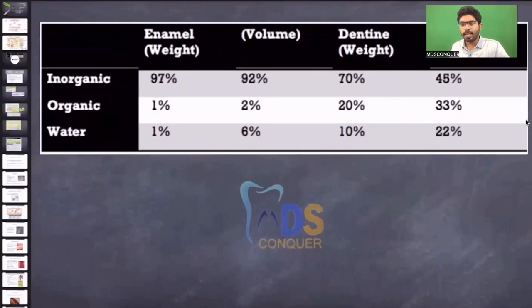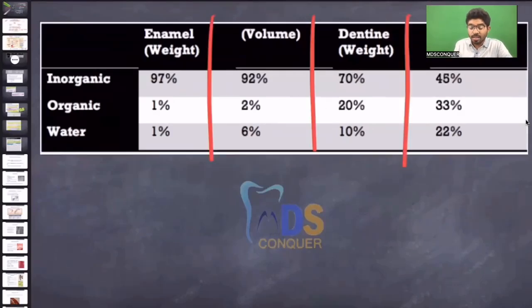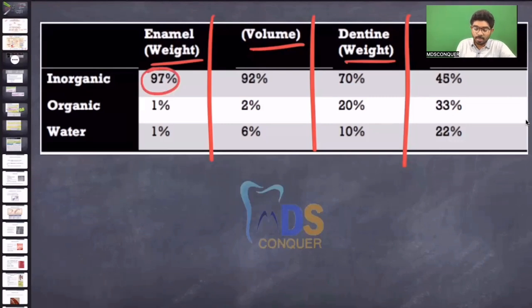So the next important area is the composition of enamel and dentin. Check out whether they're asking by weight or by volume. This is very, very important. Normally it is 96 or 97 percent by weight. For example, if they're asking by volume, the percentage of inorganic content is 92%. So the highest inorganic content is present in the enamel.